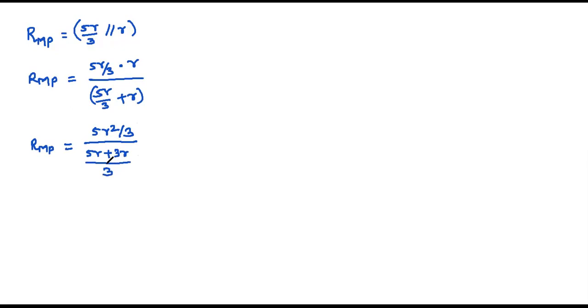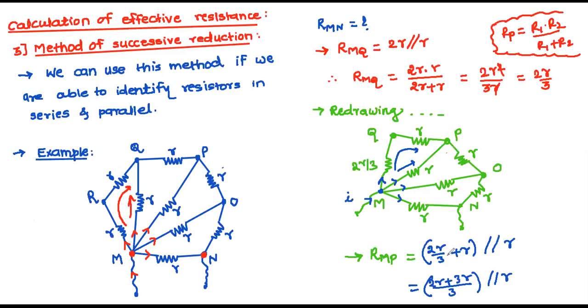Yes or not? Yes. So this 3 and this 3 will get cancelled. So how much are you getting here? 5R square divided by 8R. This R and this R again cancel. So you are getting RMP is equal to 5R by 8. Check, yes or not?